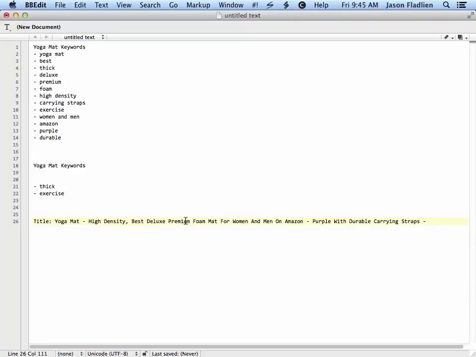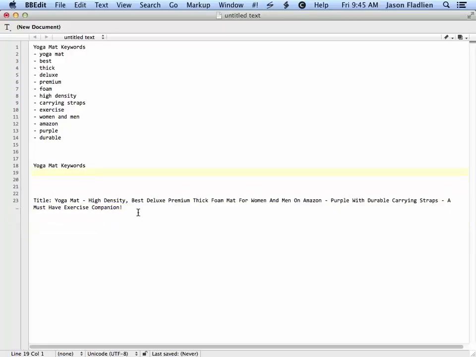Maybe best deluxe premium thick foam mat for women and men on Amazon. Purple with a must-have exercise companion. Maybe I put a little flourish in there. And then if I was finishing this title, I'm also going to do a little bit of salesmanship. So I could say 100% satisfaction guaranteed, lifetime product warranty. And that might be my title.